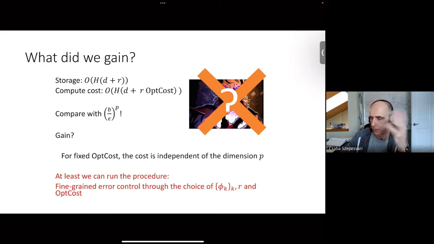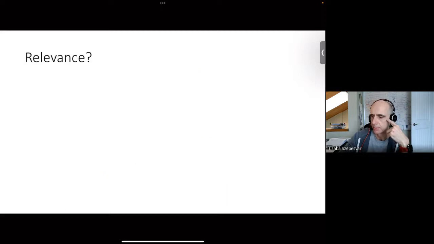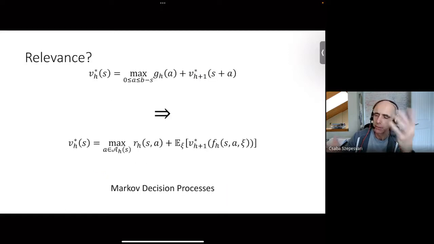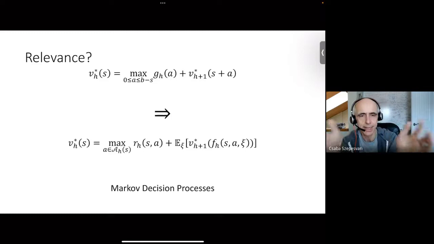Okay, so we can run this procedure. It's good. So why is this relevant? Well, this equation is pretty much the same as the Bellman optimality equation we would get anyways with our Markov decision processes. And you can run the same thing in a Markov decision process as well.